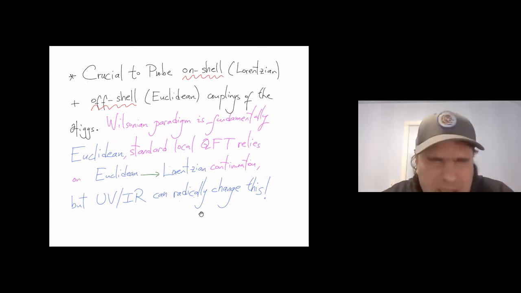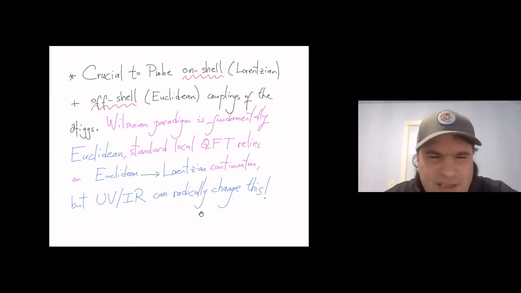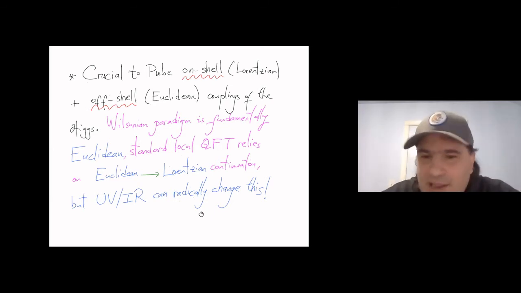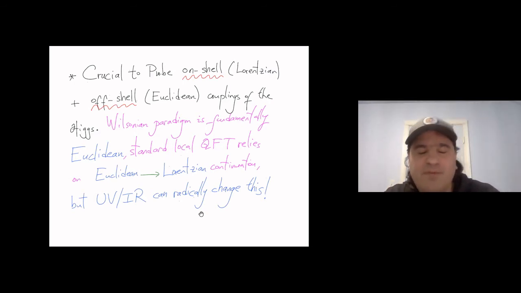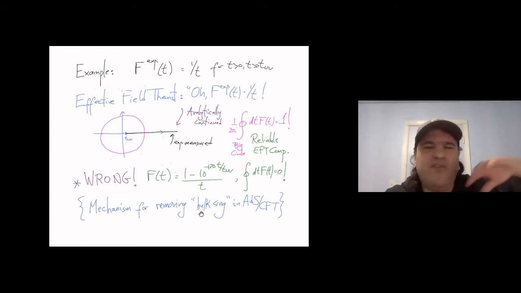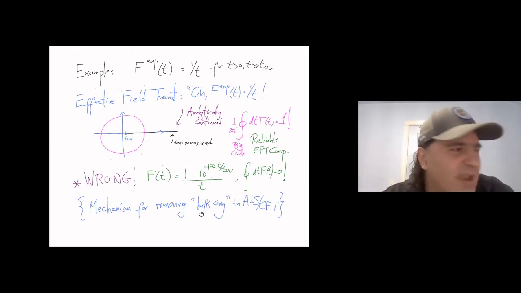And that's because the Wilsonian paradigm is fundamentally Euclidean. In fact, the standard picture of local quantum field theory relies crucially on this analytic continuation between Euclidean and Lorentzian signatures. But this interesting connection between the UV and the IR can radically change this. And we've actually seen elsewhere examples of how the UV-IR connection can radically change this picture. And the interesting thing is that even though the corrections may be coming from the Planck scale arbitrarily far away, they can give an order 100% change to what you might have thought of as a reliable low energy effective field theory calculation.